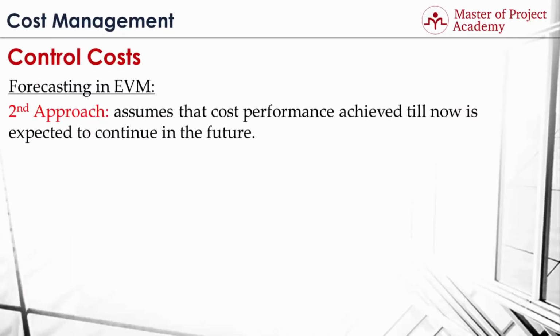The second approach of estimate at completion calculation assumes that the cost performance achieved till now is expected to continue in the future. In other words, let's assume that you spend 20% more than what you planned till now. This approach assumes that you'll be spending 20% more from the planned value for the remaining activities in the project as well. Therefore, the formula uses the cost performance index. Estimate at completion is found by dividing the budget at completion value by the cost performance index achieved till now. This assumes that the cost performance index achieved till now will be persistent till the end of the project.